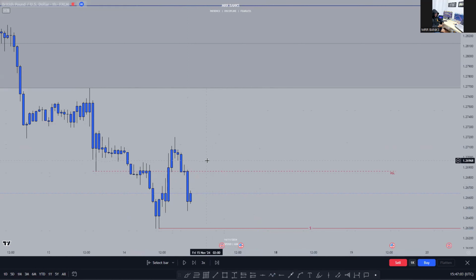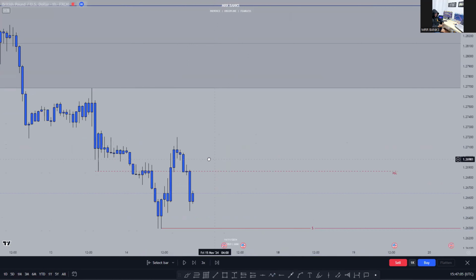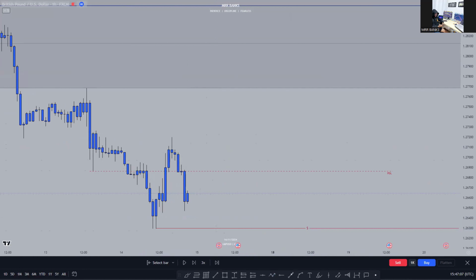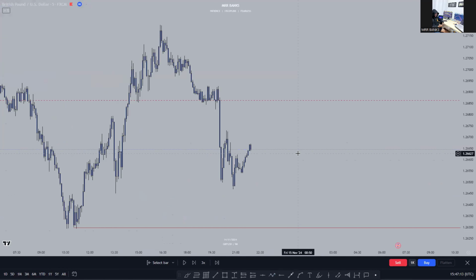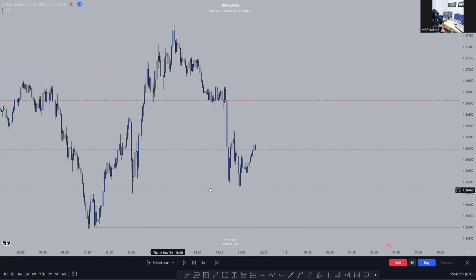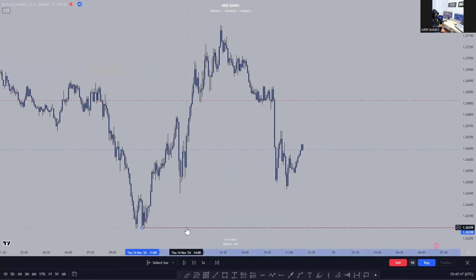So what we did here, since price came all the way up here on the 5-minute time frame, was to identify our key levels on where to pick our entry from, because Thursday closed bearish, so we are expecting Friday to also close bearish. So we had to identify our structure.